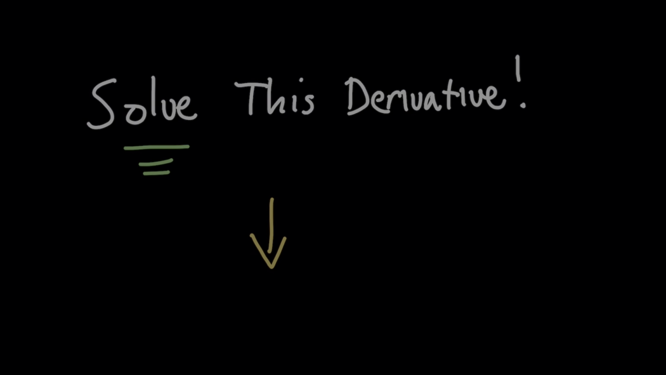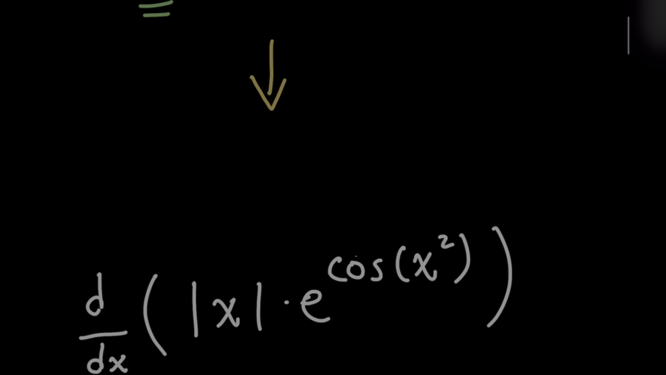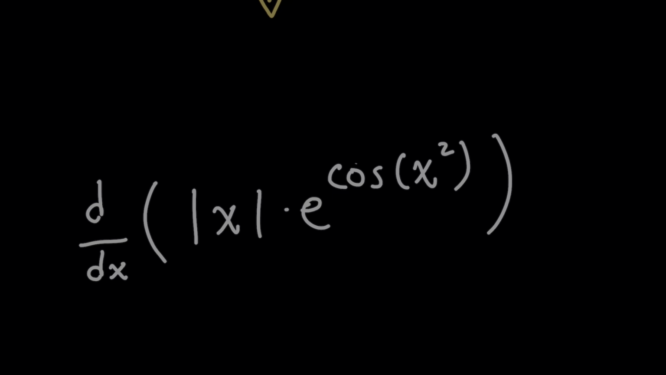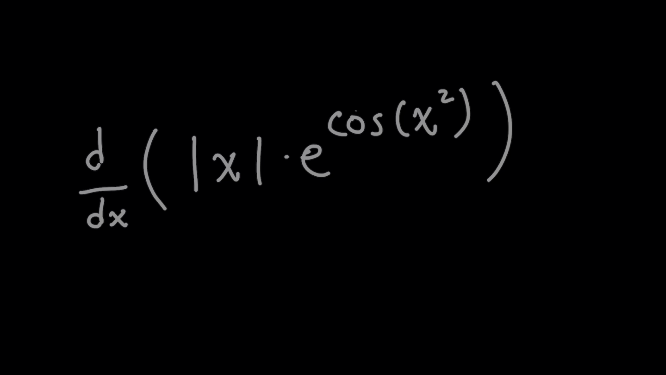Did you know that this derivative has a hidden secret that you probably haven't learned in class? You're going to want to stick around because it completely changes how the answer looks. For this problem here, notice that with the product rule, this absolute value provides a problem for us.